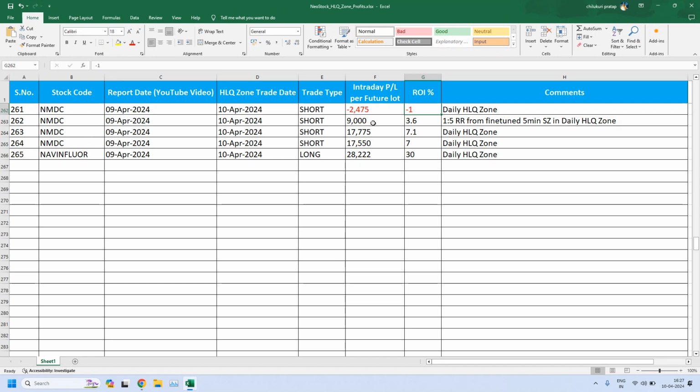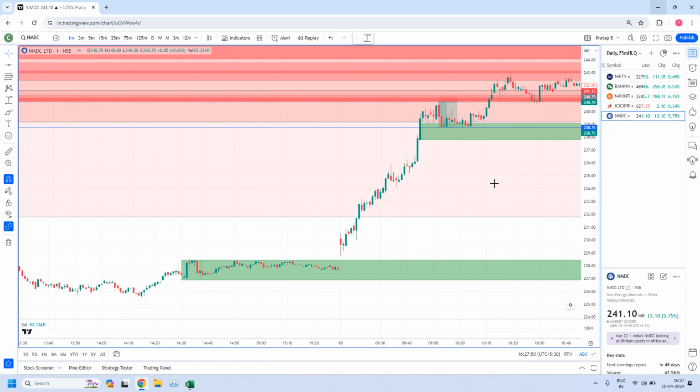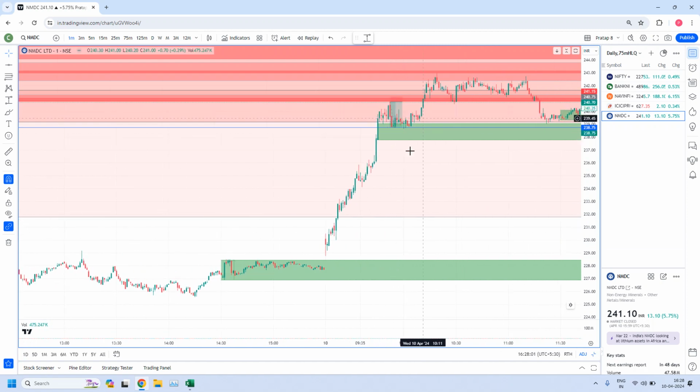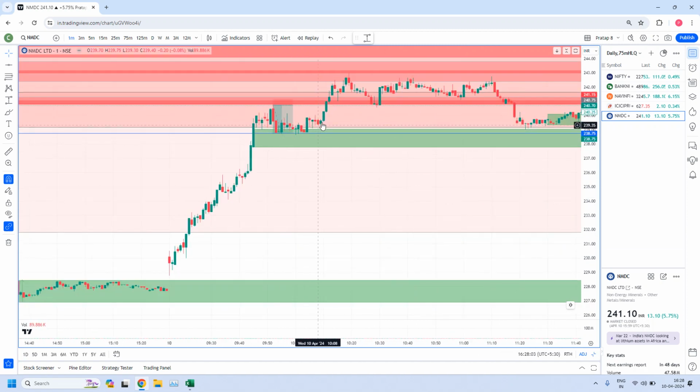And that is the way NMDC has given 9,000 rupees profit. Even though the profit is good, our return on ROI is only 3.6%. 6 is our average ROI. We got less than 6. The reason is the 15 minutes target is very, very far. Okay, this is the way it is a successful trade, and after that again the zone is violated.